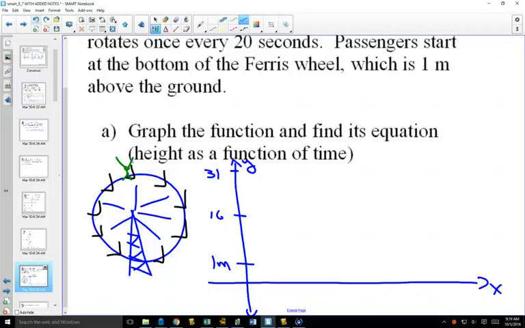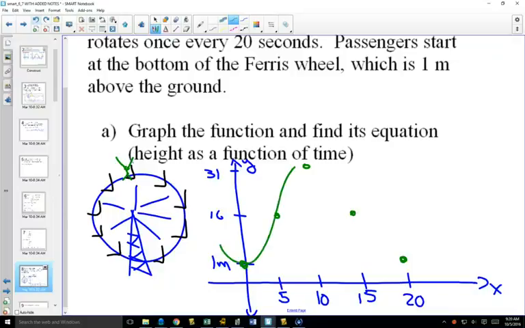And it rotates every 20 seconds. So that means that our period is 20 seconds, and we can mark 20 seconds somewhere along here and split it up into 4 equal sections. 5, 10, 15, and 20. Where do you get on? You get on here at the bottom, and 20 seconds later you'll be back to the bottom. Where will you be at 10 seconds? At the top. And at 5 and 15, you'll be in the middle.